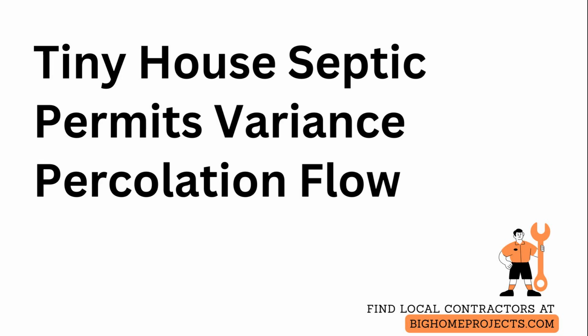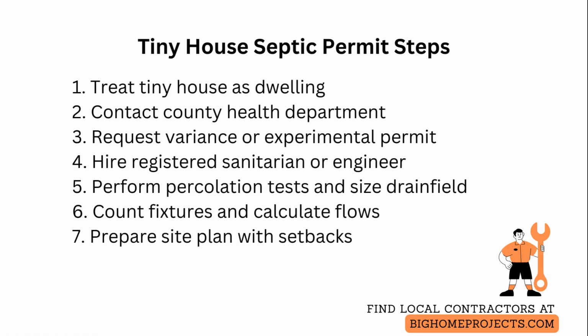Tiny house septic systems need clear permit and code navigation to avoid fines and failed inspections. Start by treating the tiny house like any dwelling for permitting until your county says otherwise. First, contact your county health department and ask for their on-site septic permit requirements and the design flow they will apply based on fixture counts.